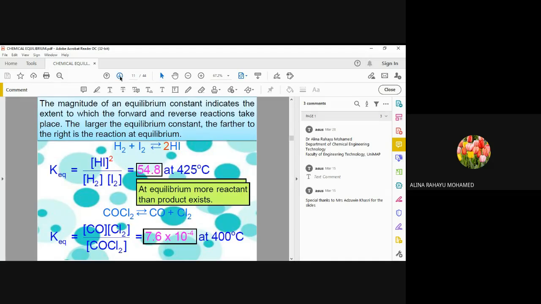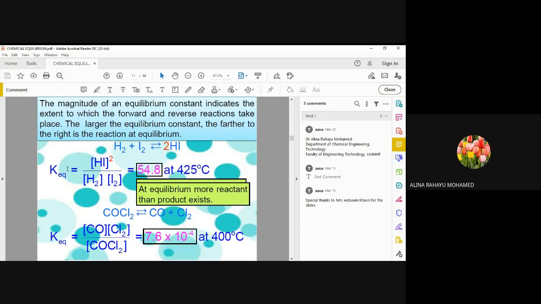Now, the magnitude of an equilibrium constant indicates the extent to which the forward and reverse reactions take place. The larger the equilibrium constant, the farther right the reaction is at equilibrium. So what does it mean? Let's look at this equation. We have H2 plus I2 in equilibrium with 2HI. H2 is hydrogen reacting with iodine to form 2 moles of hydrogen iodide.